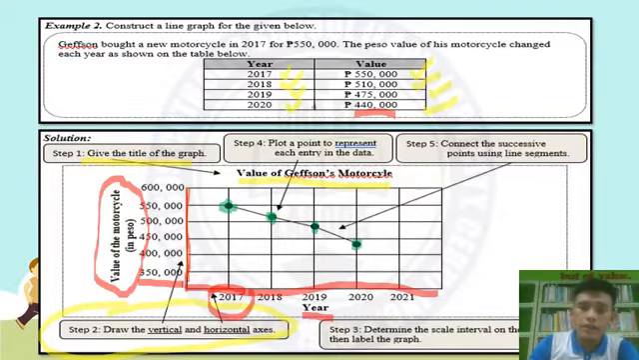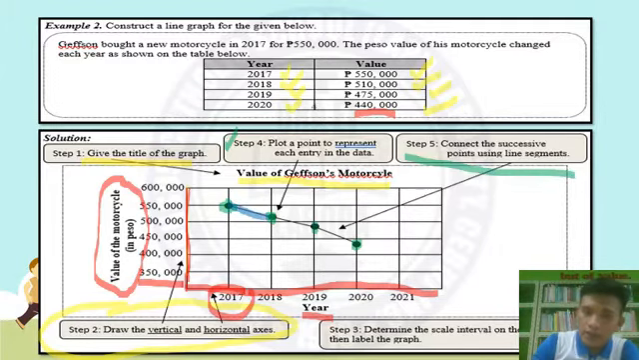So that is step 4, plotting. For step 5, connect the successive points using line segments. So we need to connect all the points. Connect, connect, and connect.